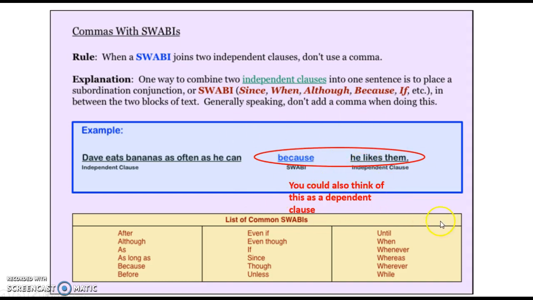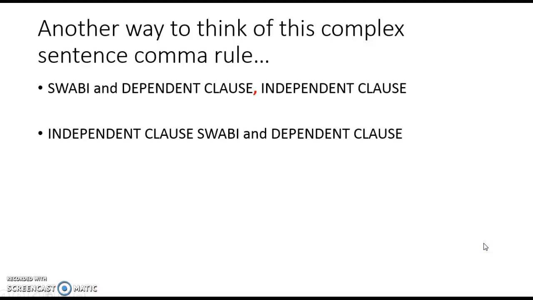I think a really easy way to think of this complex sentence comma rule is just memorizing this formula. If you have a dependent clause first and then an independent clause, there's always a comma in the middle. If you have the independent clause first and then the dependent clause second, look right here, there's no comma. So dependent, independent, comma. If it's independent, dependent, no comma. Again, that's one of those formulas that I think if you memorize it, it's easy to remember.